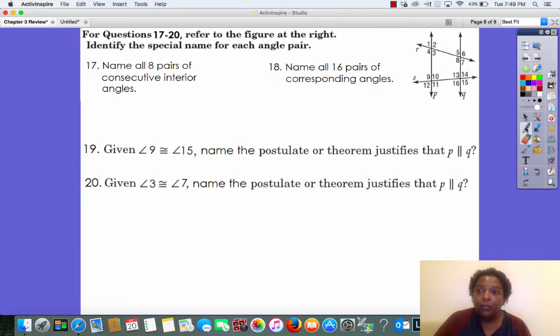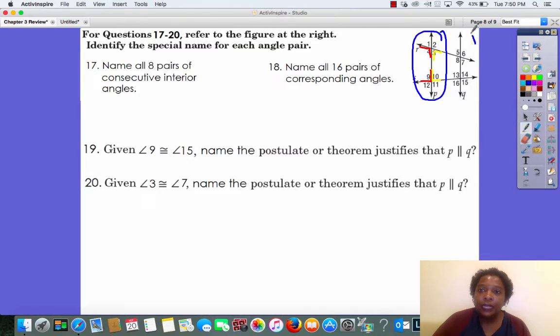So for my up and down, here's my first set. We're dealing with the space in between those 2 lines on the same side of the transversal. So we have angle 4, angle 9, angle 3, and angle 10. So we're now at 6 pairs.